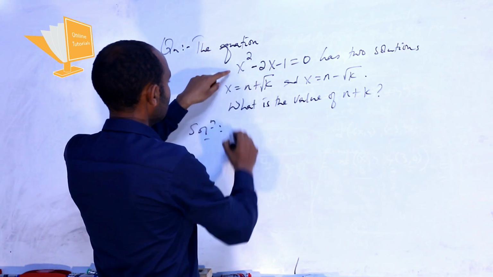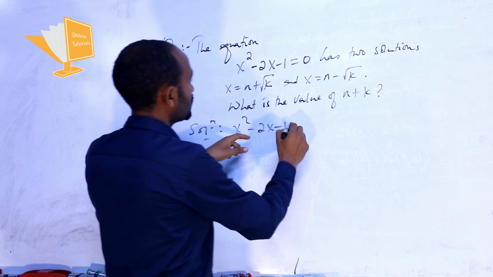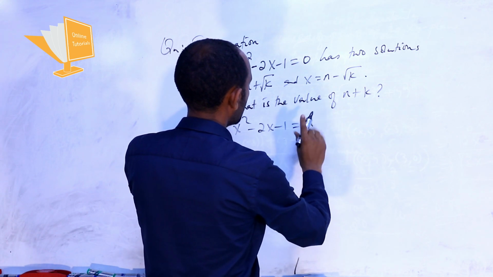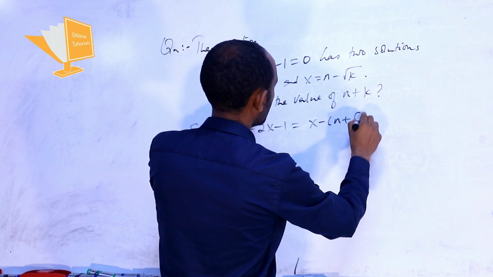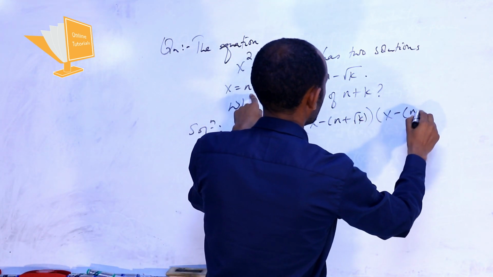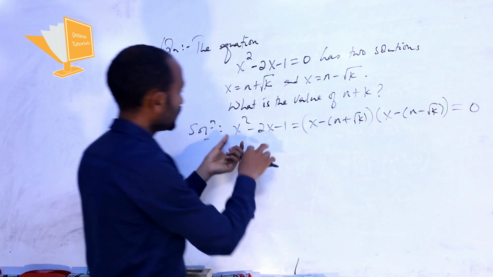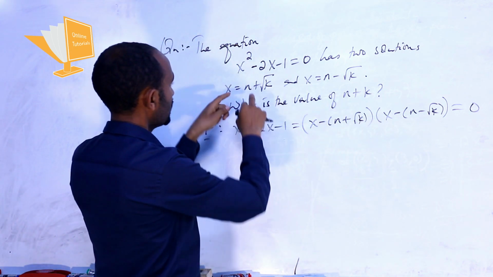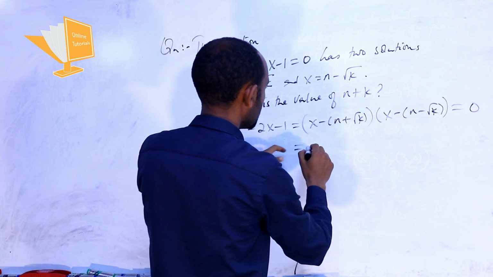So x squared minus 2x minus 1 is equal to 0. If these two are solutions, then the factors are x minus (n plus root k) and x minus (n minus root k). This is equal to 0. So we can express it as a product of these two factors, because either of these values makes the equation 0.